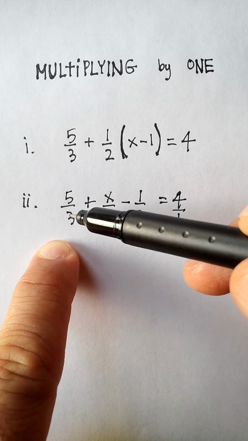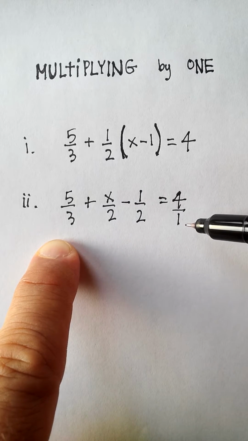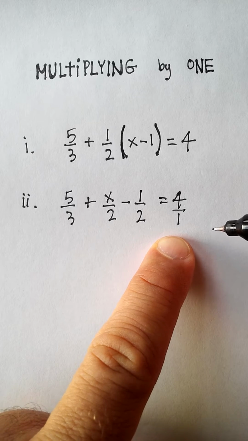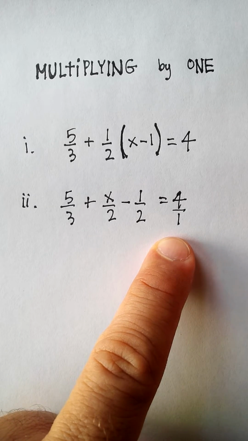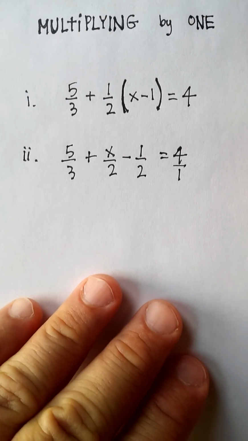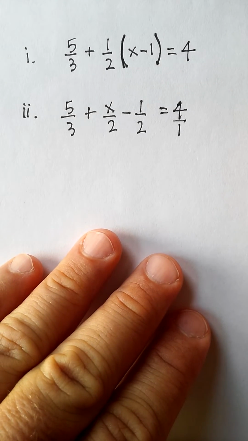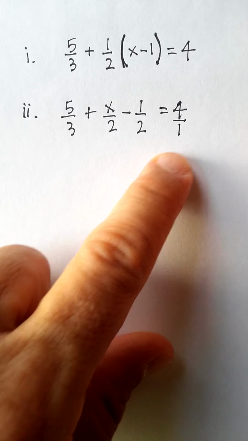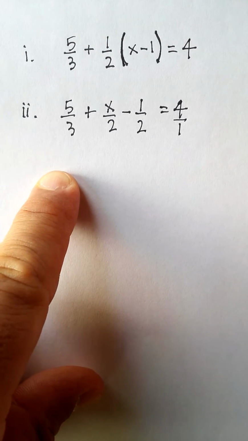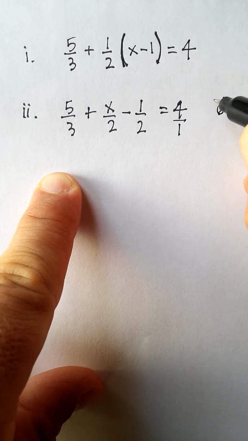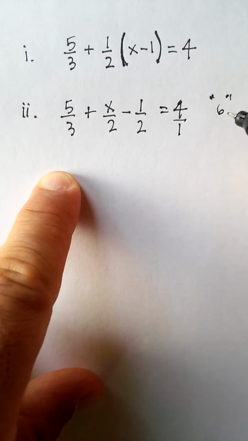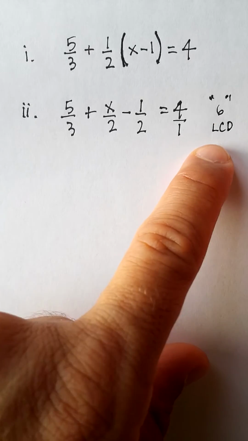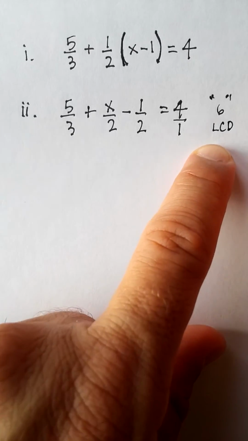So let's look at these. 3, 2, and 1 are my denominators. Remember, whole numbers have 1 as their denominator. So the question is, what is the common denominator for all 4 of those terms? And the answer is just 2 times 3 times 1, or 6. So the common denominator is 6. Sometimes people call that an LCD, or the lowest common denominator, but we don't really need the lowest one. We just want a common denominator.